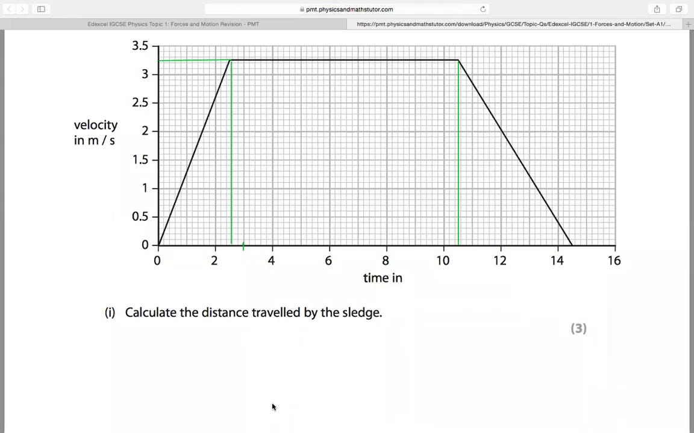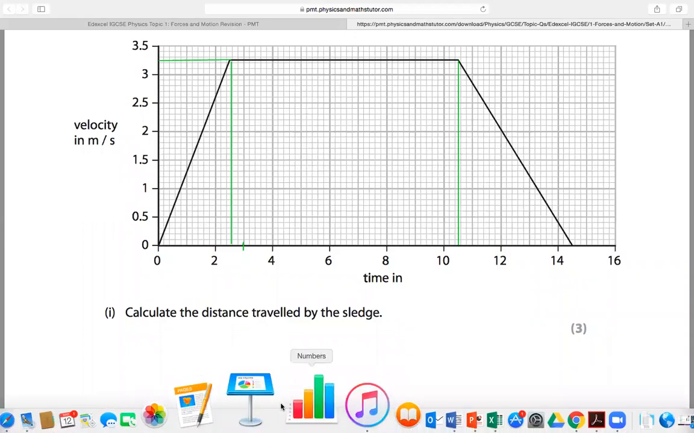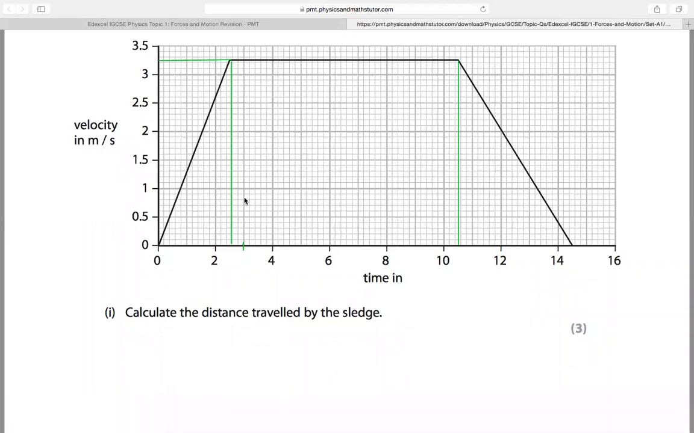Everyone okay so far? Anyone not following? Anyone lost? Please say something now, if not I will continue. So this is 3.25. And then this height here is 3.25. And then the length here is 2.8, 2.6, sorry. Okay?